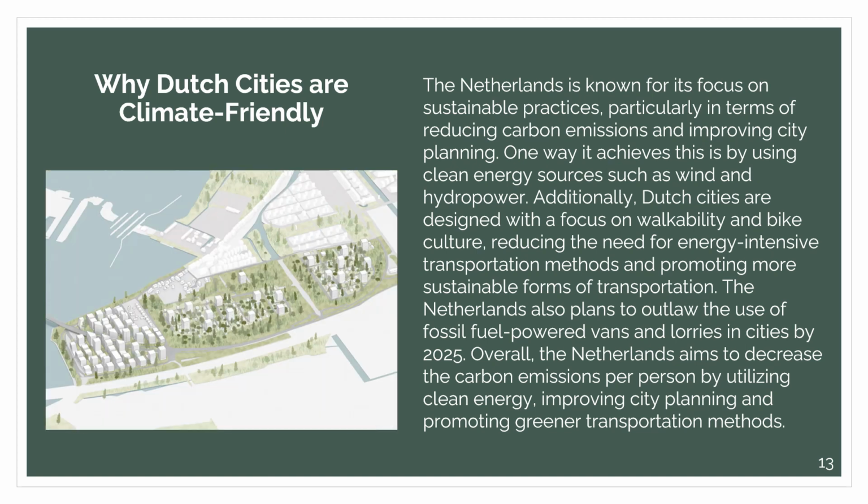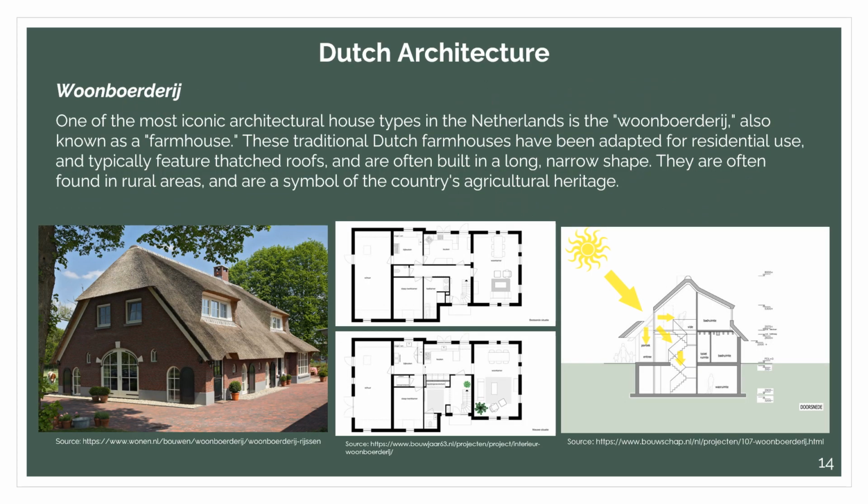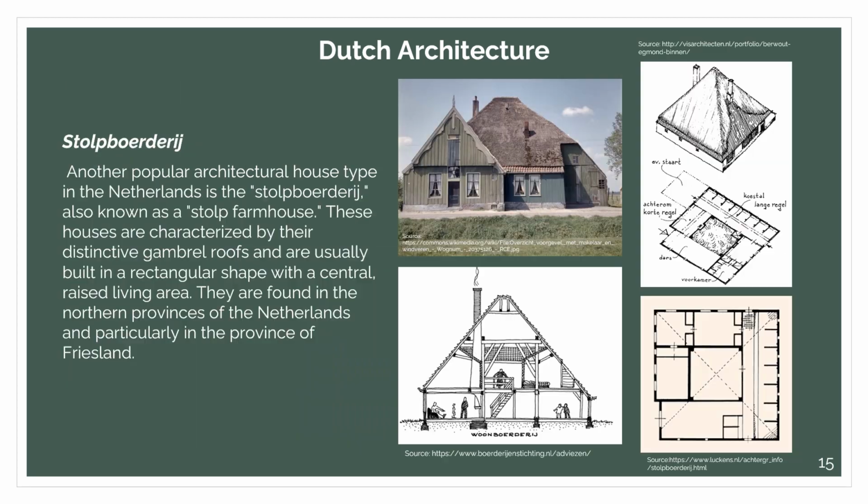Woonboerderij. One of the most iconic architectural house types in the Netherlands is the Woonboerderij, also known as a farmhouse. These traditional Dutch farmhouses have been adapted for residential use and typically feature Dutch roofs and are often built in a long, narrow shape. They are often found in rural areas and are a symbol of the country's agricultural heritage.